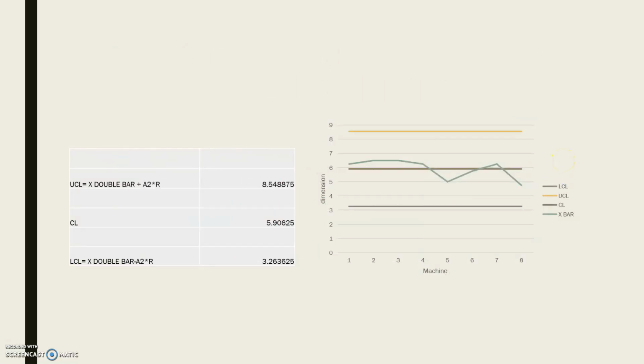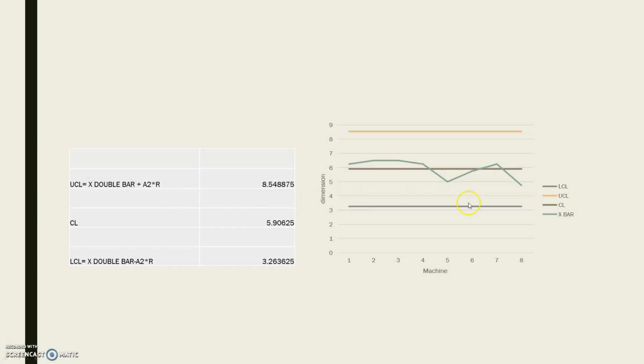Then we can obtain the graph that has a UCL, CL and LCL. UCL means upper control limit, and CL means control limit. Then LCL means lower control limit.